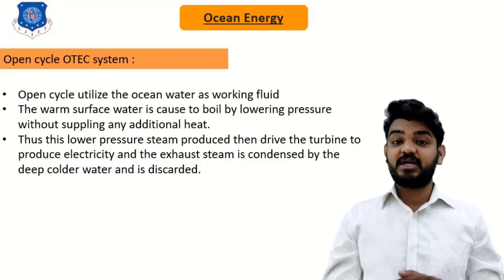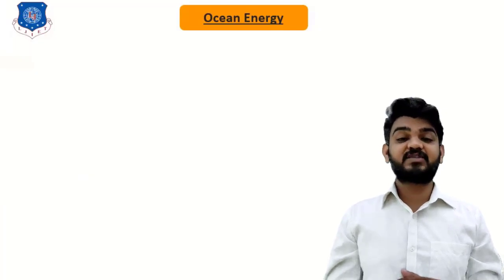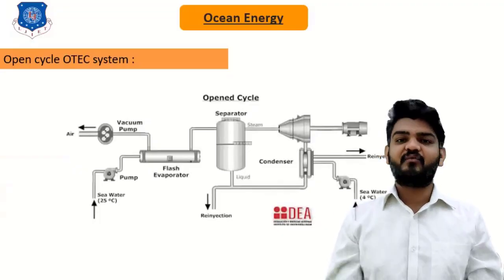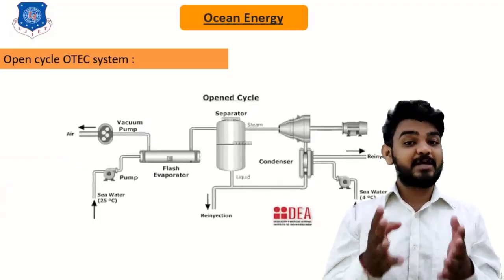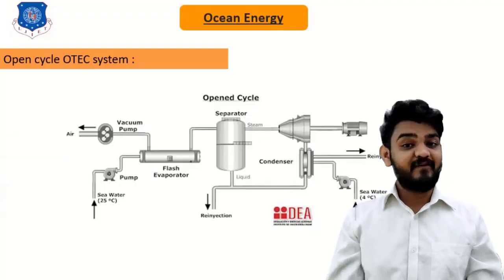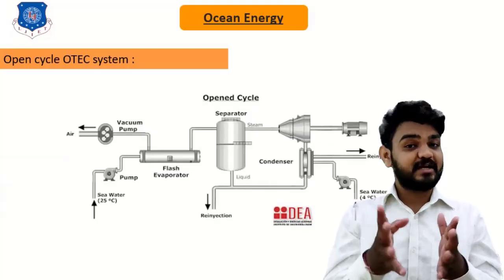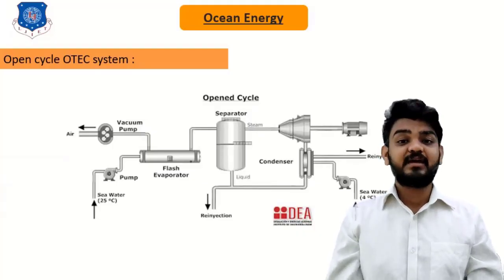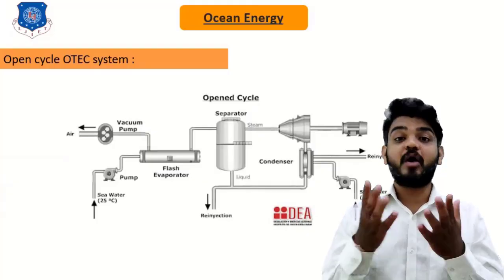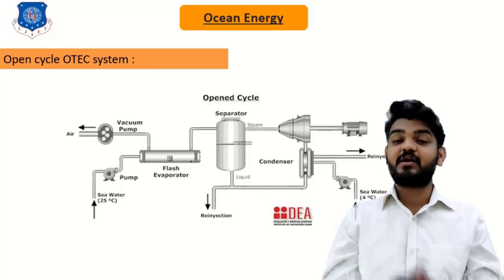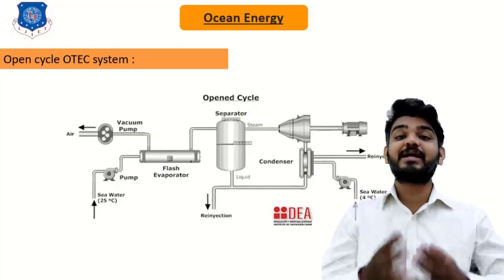Here in this image you can see that the upper surface water of the ocean is admitted into the evaporator where we maintain pressure below atmospheric condition by means of a vacuum pump so that this warm water converts into saturated steam. This product of the evaporator is then sent to the separator section where we separate this saturated steam from water, and this low pressure steam is then sent to the turbine section where it drives the turbine and rotates the generator shaft.